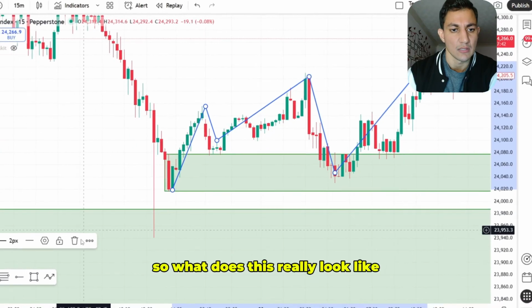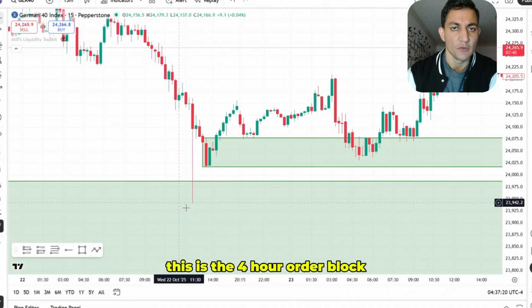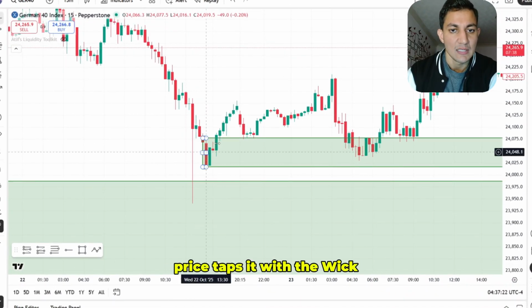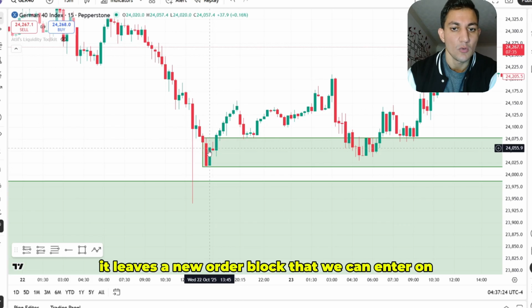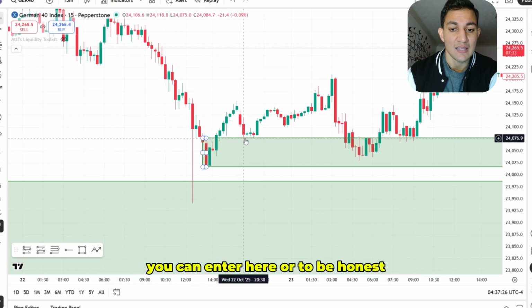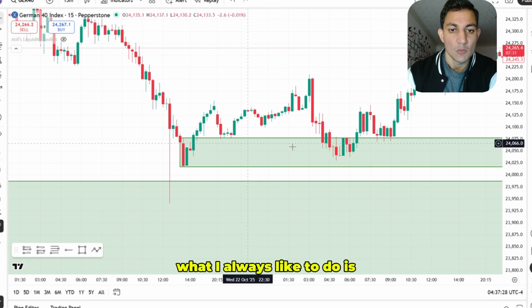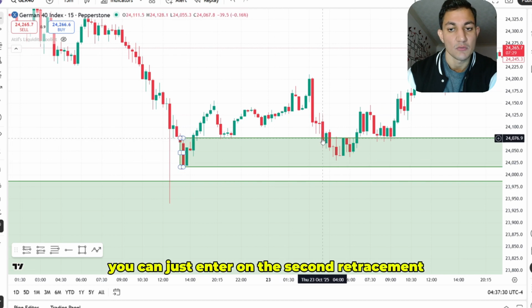So what does this really look like? Just to summarize, this is the 4-hour order block. Price taps it with the wick. It starts to shoot off. It leaves a new order block that we can enter on. You can enter here, or to be honest, what I always like to do is enter on the second retracement during London.